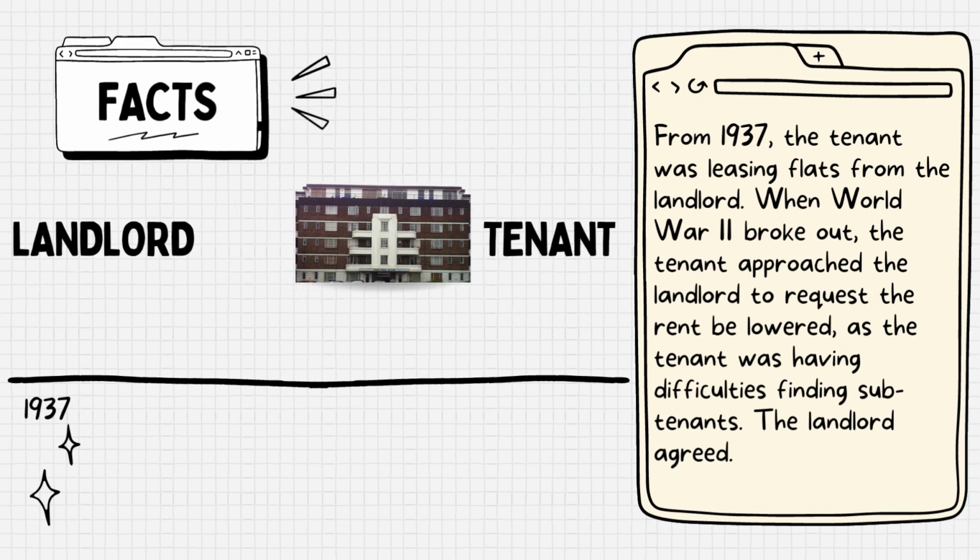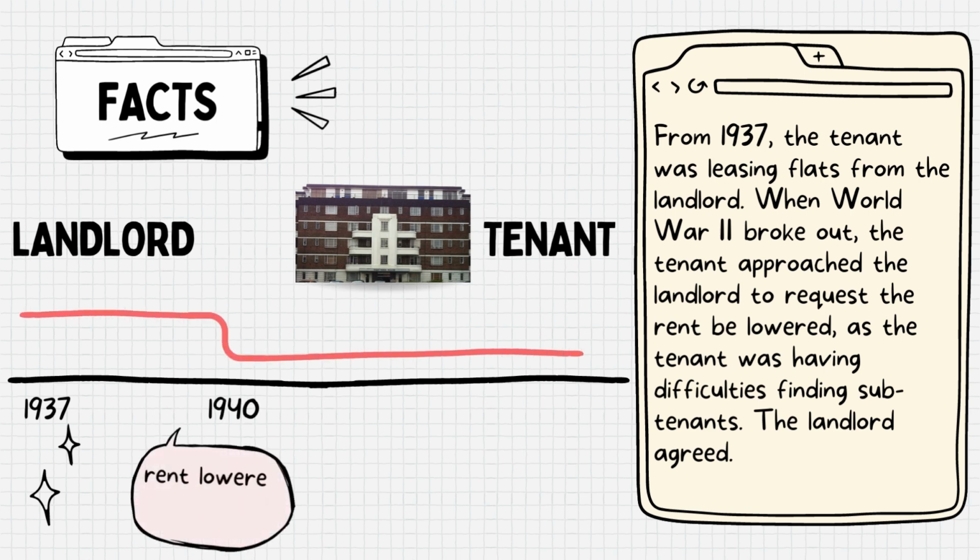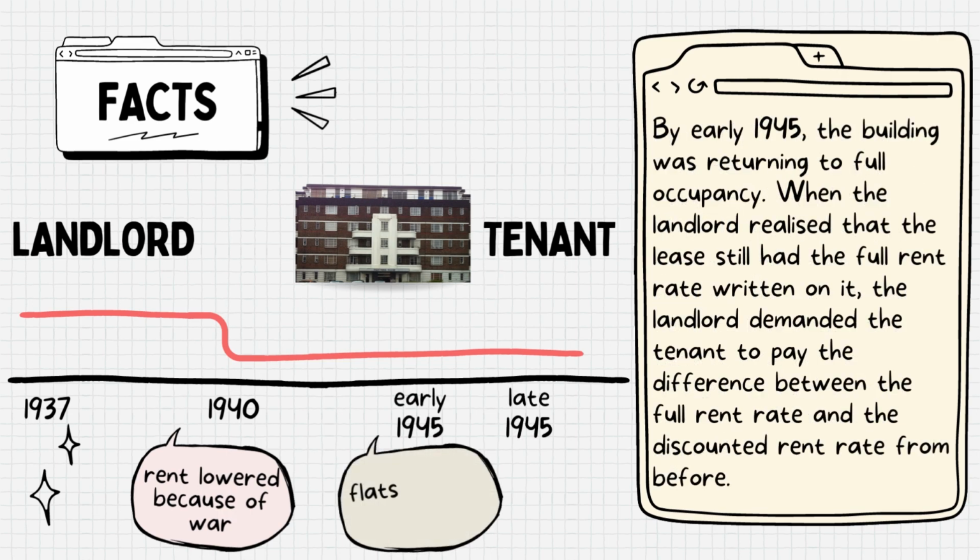However, when the Second World War broke out, the tenant approached the landlord to request that the rent be lowered, as the tenant was having difficulties finding subtenants. The landlord agreed. So as you can see, the tenant was in the business of leasing out accommodation as an agent. After the war, by early 1945, the building had returned to full occupancy.